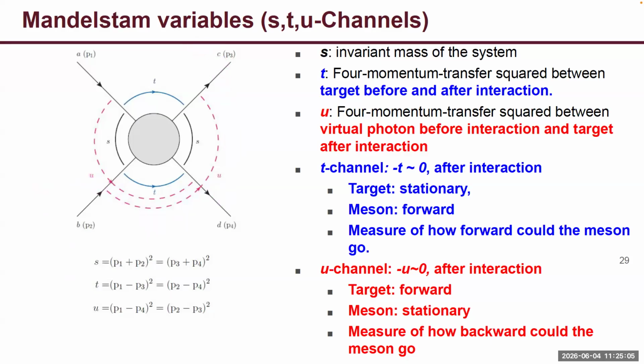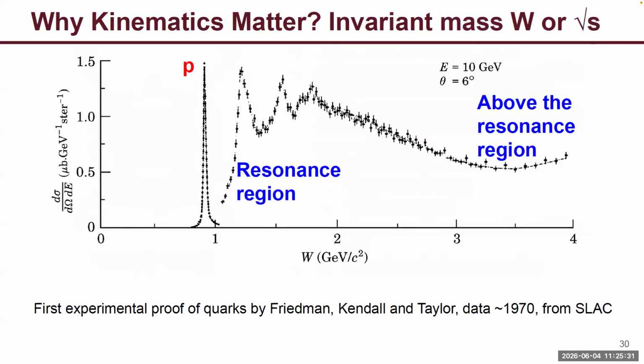So when that starts to happen, where somebody comes in, nudges you, and you fly off like crazy, in that case your Mandelstam variable u is very small and your t is very large, right? So depending on which one is closer to 0, you have the u-channel or the t-channel process. We will talk about that also in the second class.